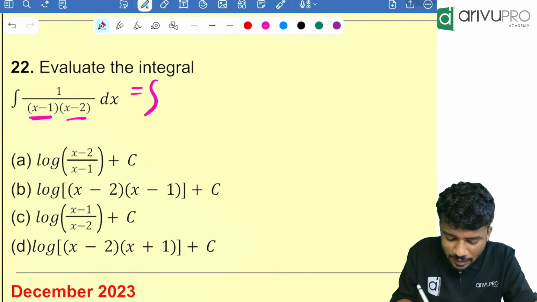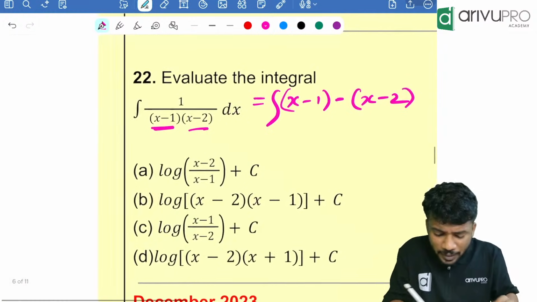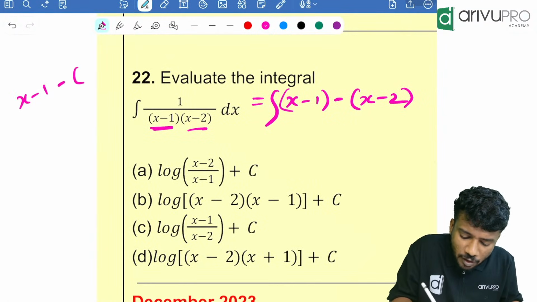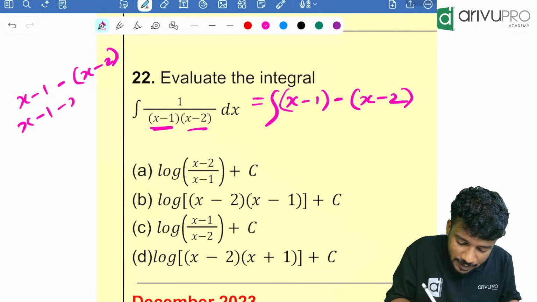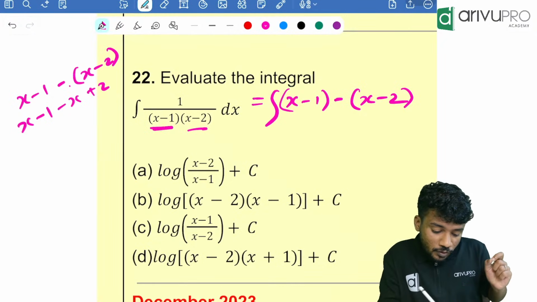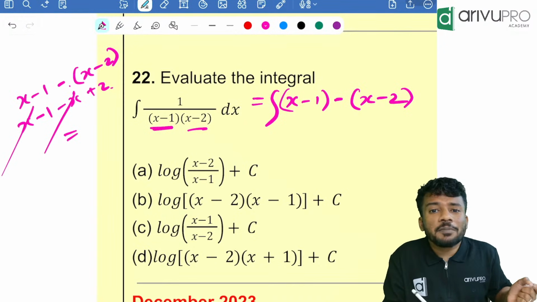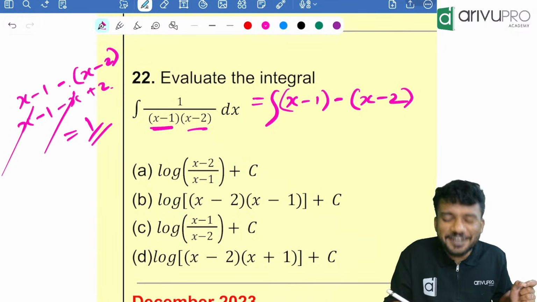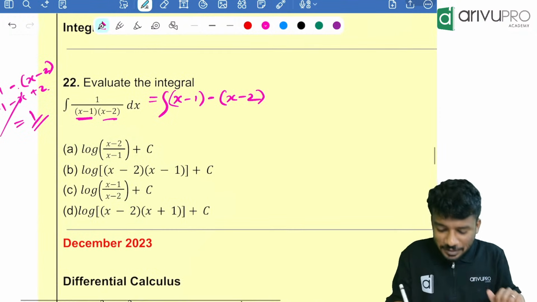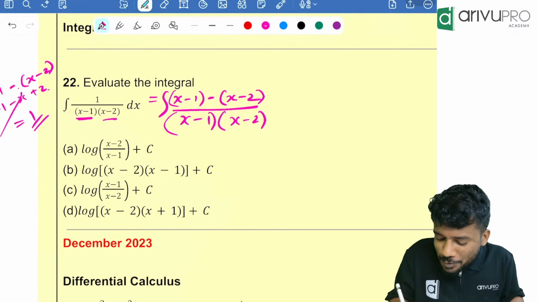So numerator, I will write it as (x minus 1) minus of (x minus 2). People, (x minus 1) minus of (x minus 2) is how much now? Which is nothing but x minus 1, then minus x. Minus of minus 2 is plus 2. So x and minus x got cancelled. Then 2 and minus 1 got cancelled. What is remaining now? 1 is remaining. So our assumption is correct.